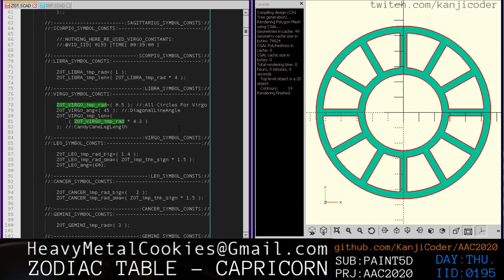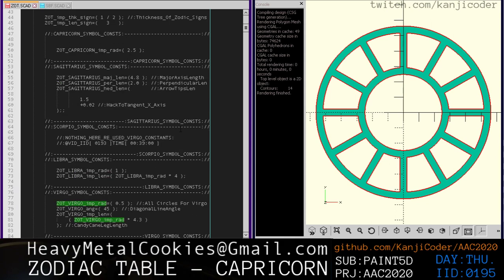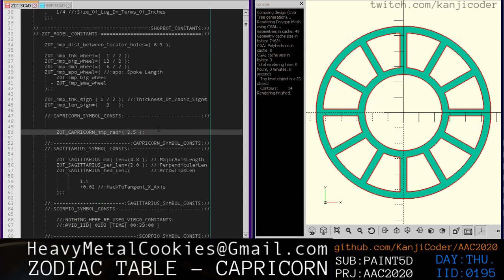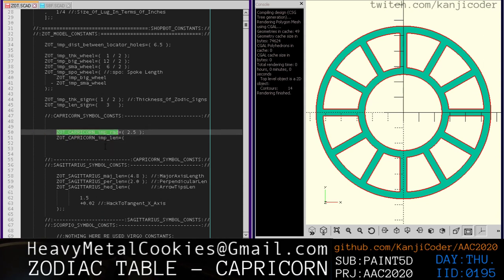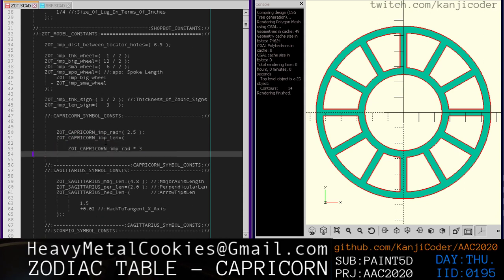So, do we want Virgo imprad, or do we want to multiply by 3, right? So, ZOT Capricorn imp len of the legs. So let's just say times 3 for now, right? Leg length. So let's just start off. We can adjust it as we see fit, but I just wanted to see what we did for other values, right?